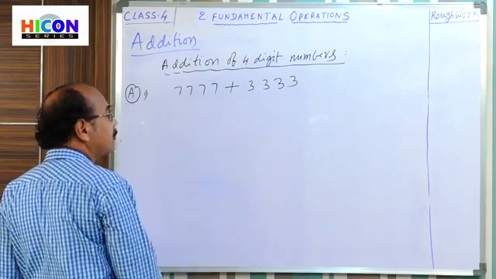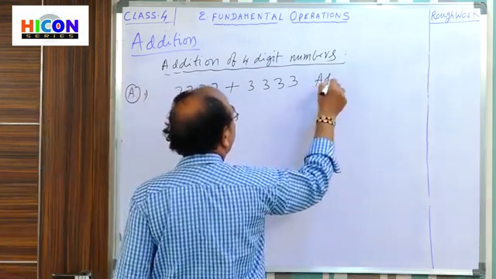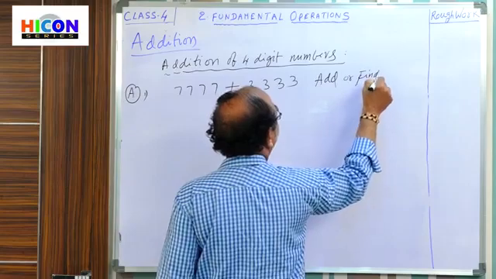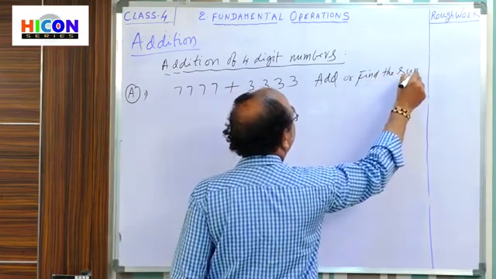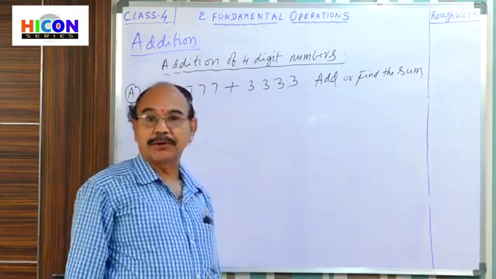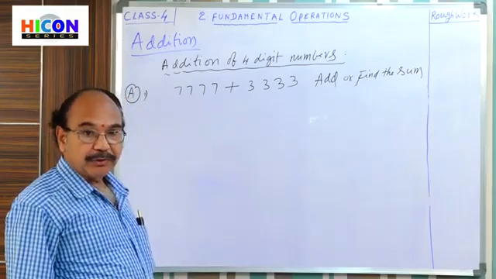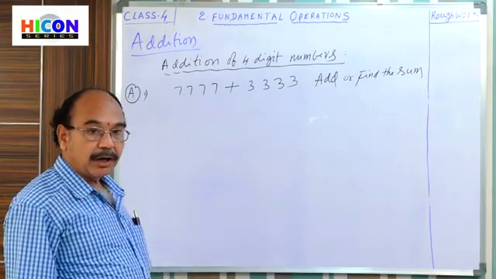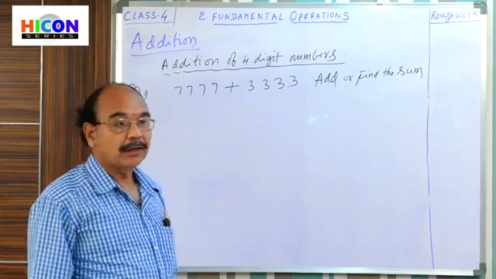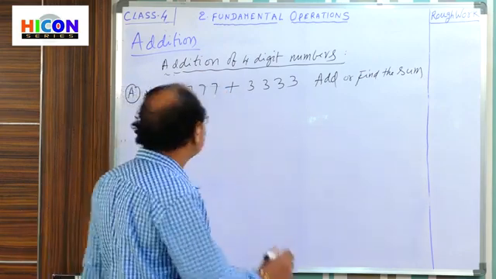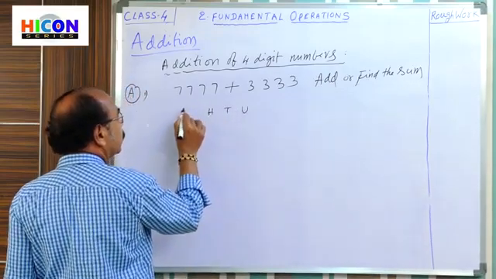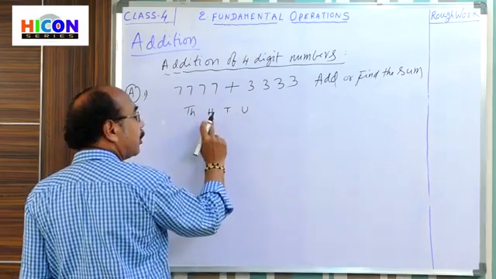First question is: find the sum. So I have taken 4-digit numbers. First of all, what we do in this section, we write the two numbers one below the other, according to the place values: units place, tens place, hundreds place, thousands place.